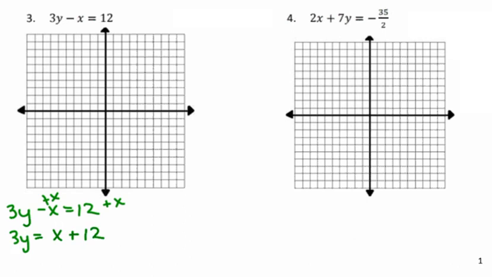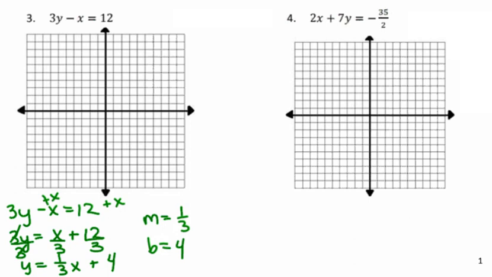But we need our y to have a 1 in front of it, or be by itself. So we need to divide everything by 3, so that those will cancel. Our equation is y equals x over 3, or 1/3 x, plus 12 divided by 3 is 4. So my slope is 1 over 3, and my y-intercept is positive 4. So we'll plot that, 1, 2, 3, 4, and go up 1 over 3. Up 1 over 3.